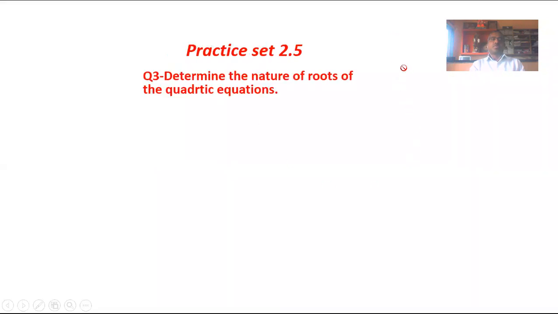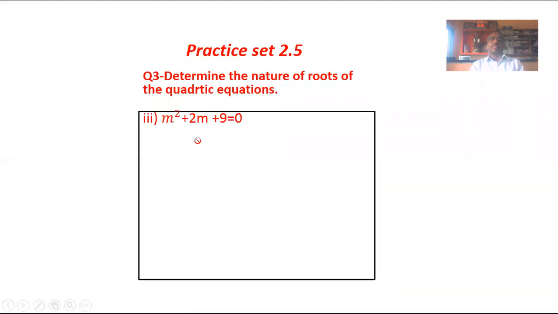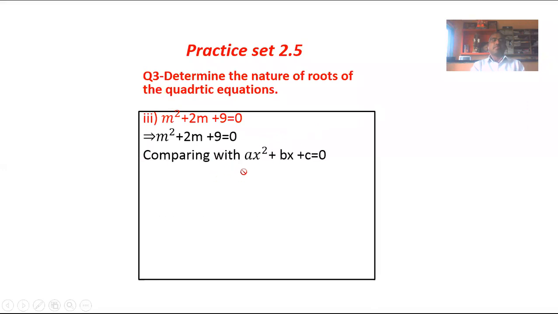Determine the nature of roots of the quadratic equation. Third quadratic equation is given: m square plus 2m plus 9 is equal to 0. Therefore, given quadratic equation m square plus 2m plus 9 is equal to 0. Comparing with ax square plus bx plus c is equal to 0, therefore a is equal to 1, b is equal to 2, and c is equal to 9.